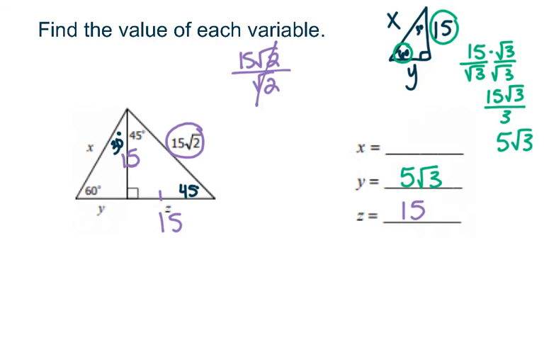Alright, so that's my short side. I know that my hypotenuse is twice as long as my short side, so that would be 10 square roots of 3. Alright, that one is a really hard lesson.